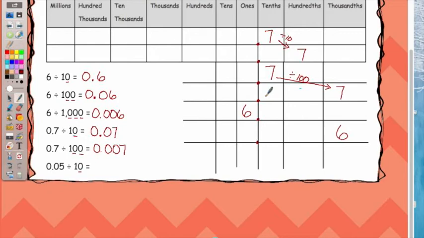Okay, let's try the last one on your own. 5 hundredths is what you need to get on your place value chart. So a 5 in the hundredths place, and it says we're going to divide by 10.